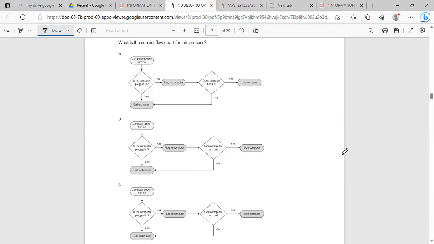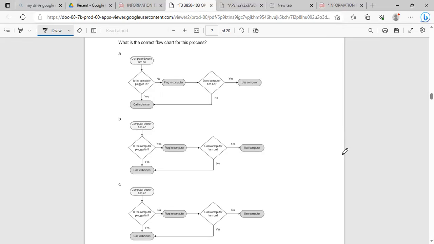All right, so look at A. It says computer doesn't turn on. Is the computer plugged in? No. Plug in the computer. Does the computer turn on? No. Computer turn on? Yes. Call the technician. All right, let's look at B now.